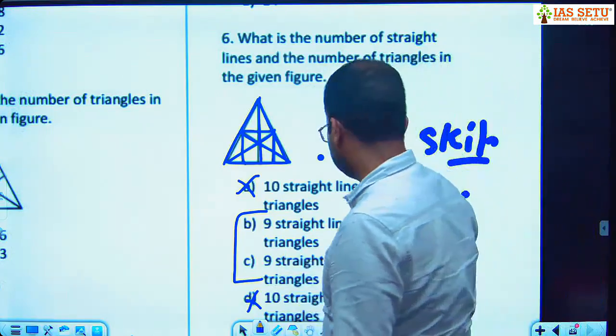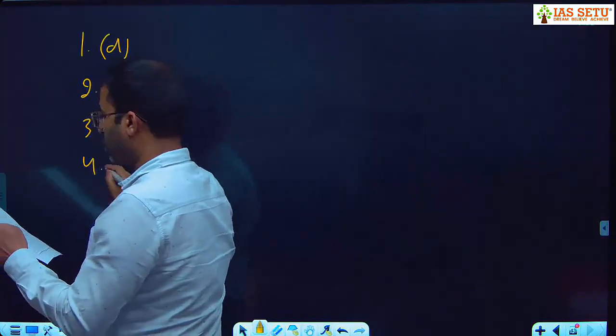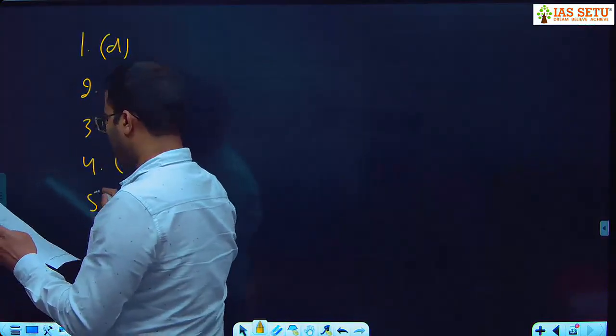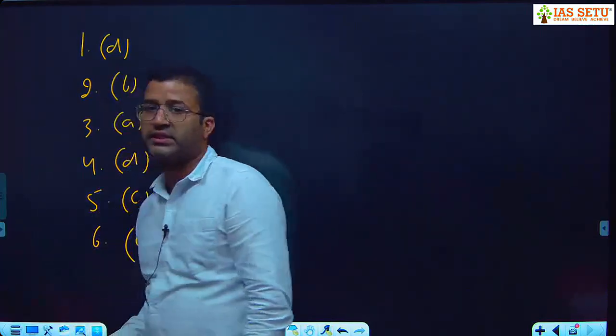ओके, सो I write answer बता तो दिया वैसे ही. क्वेश्चन नंबर 1 आंसर डी, क्वेश्चन नंबर 2 आंसर बी, क्वेश्चन नंबर 3 आंसर ए, क्वेश्चन नंबर 4 आंसर डी, क्वेश्चन नंबर 5 आंसर सी, क्वेश्चन नंबर 6 आंसर सी.